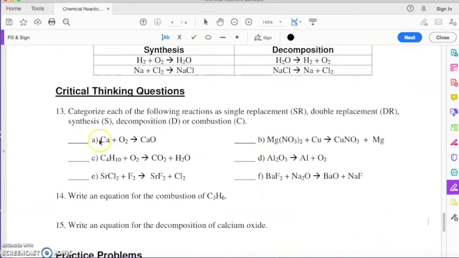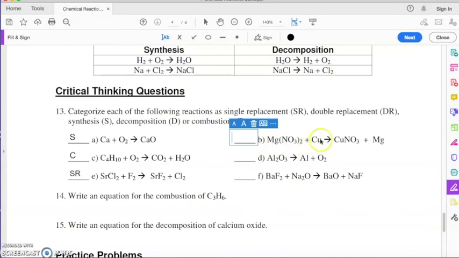So let's categorize these different reactions. So we have one product, which would make this a synthesis. So S. This is going to be a hydrocarbon, oxygen, carbon dioxide, and water. So this is for sure a combustion. Okay, this is going to be a replacement reaction. We have a compound and an element. The F and the Cl trade places, and we have a compound and an element. Since there's an element involved, it is single replacement.